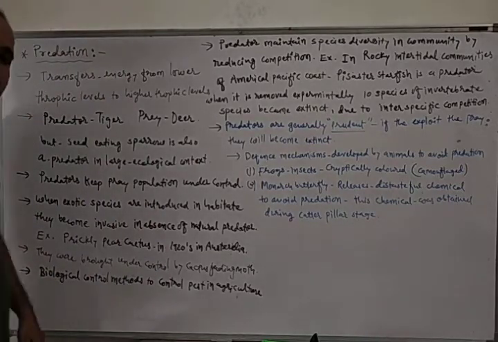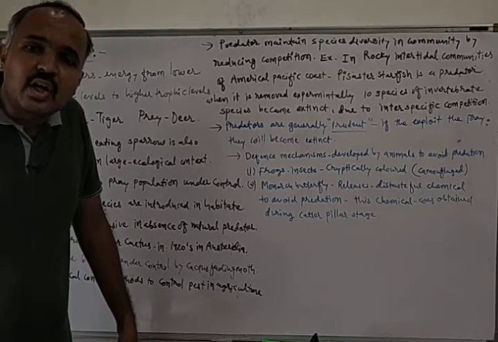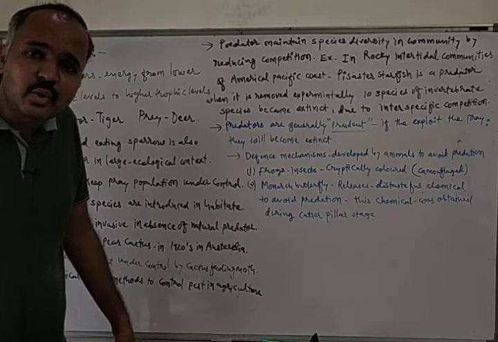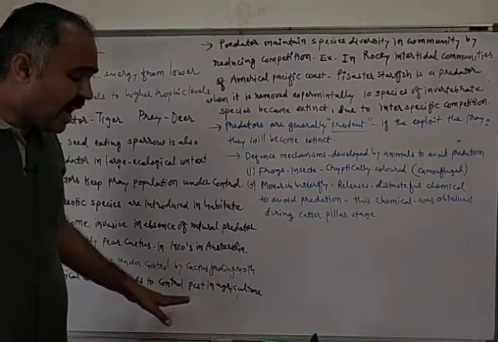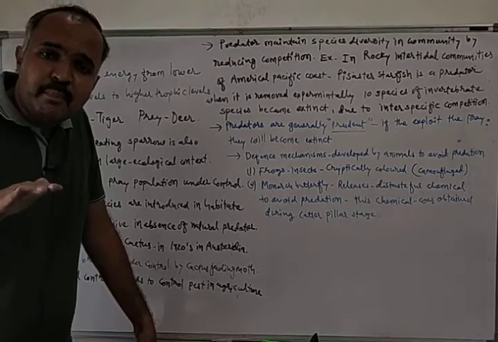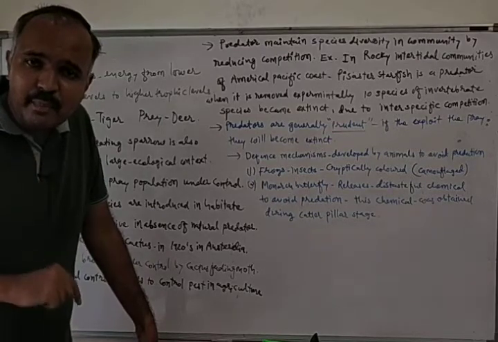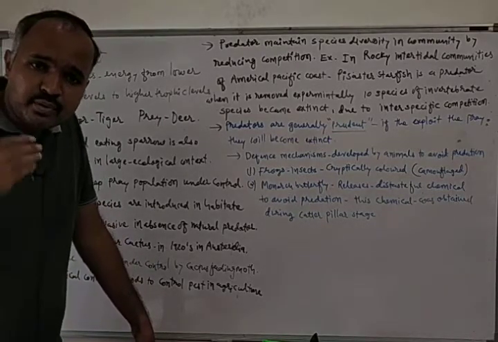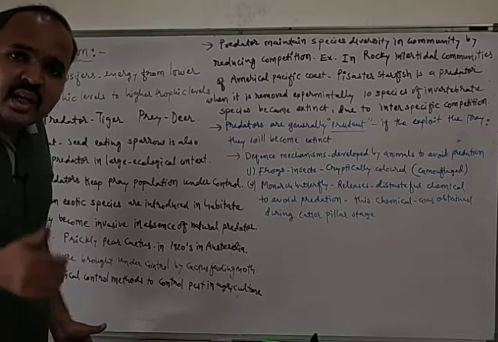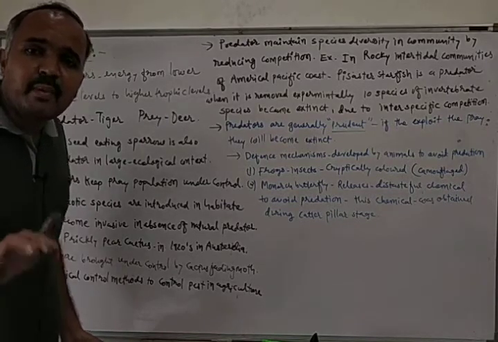Then, biological control methods which are applied in agriculture to control pests are based on the ability of predators to keep the prey population under control. We are saying that predators keep prey population under control. So biological control methods applied in agriculture are also based upon the ability of predators to keep prey population under control.